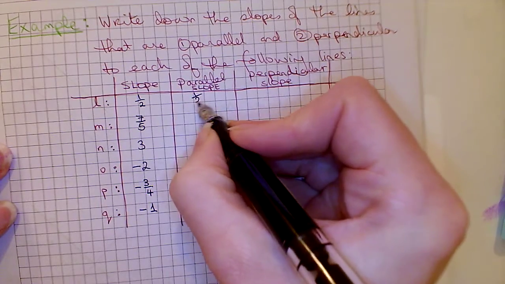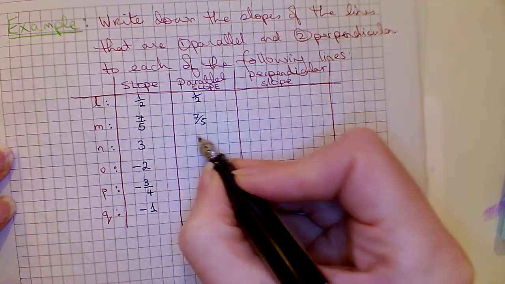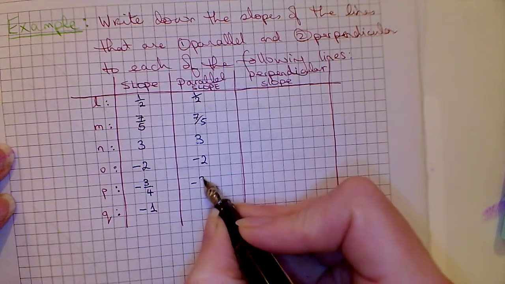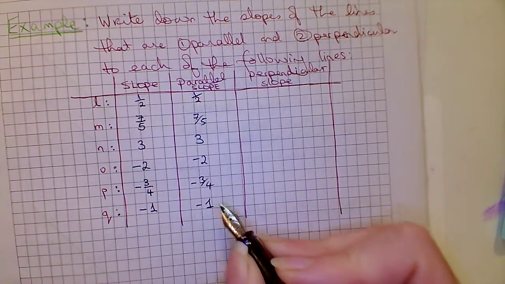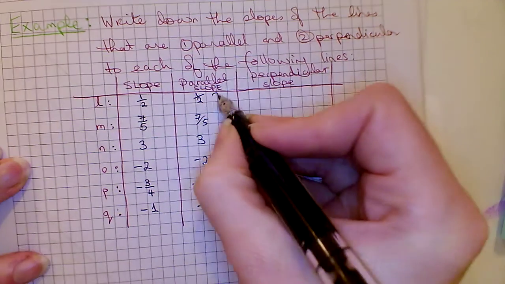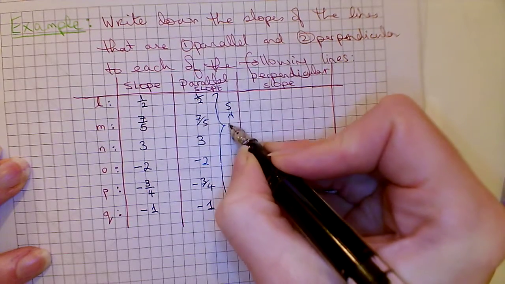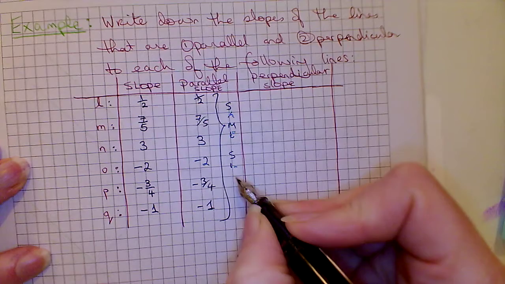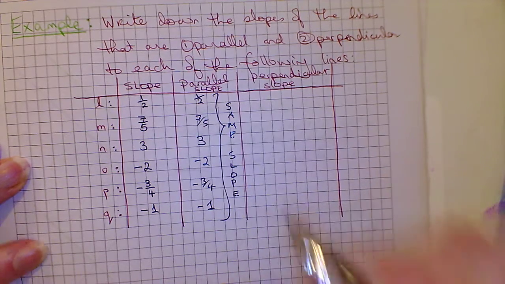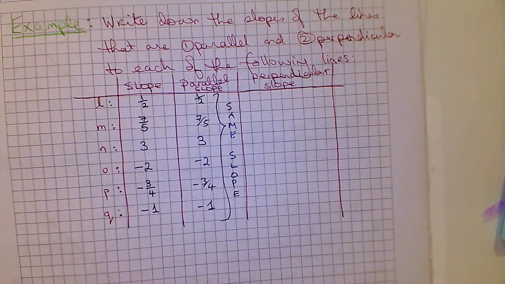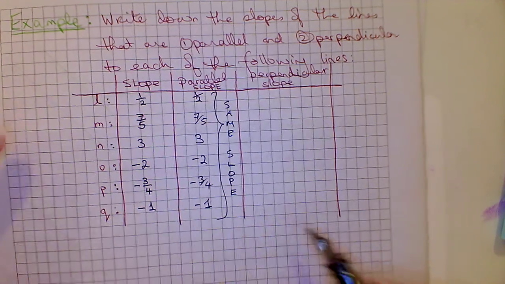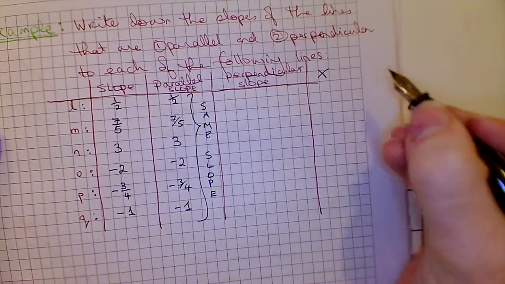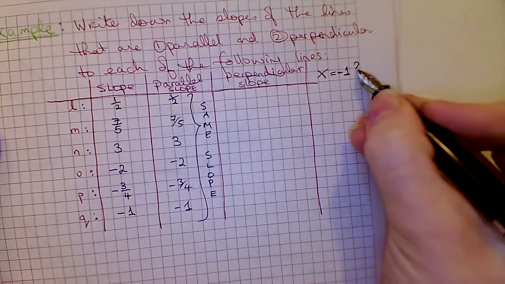Okay, so the first step here, the parallel slope, it's super easy. It's exactly the same slope, a half, 7/5, 3, minus 2, minus 3/4, minus 1, because they have the same slope. So you just copy it down again. If that seems too easy, well, just think when you're in an exam and you've forgotten what parallel means, this is what we're testing, that you know the parallel slope means same slope.